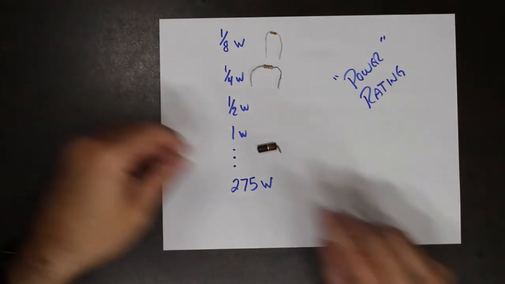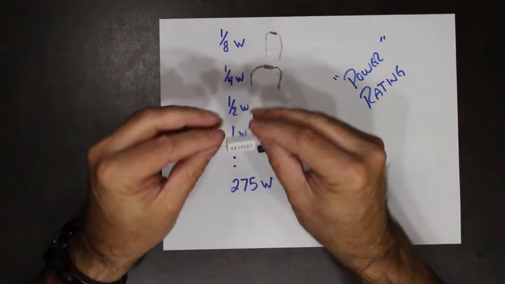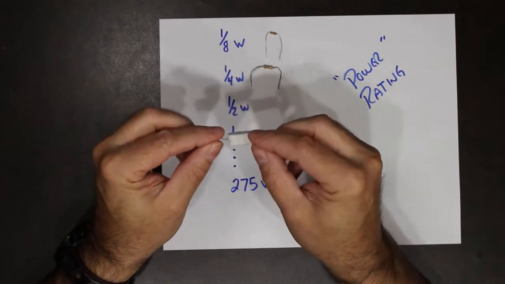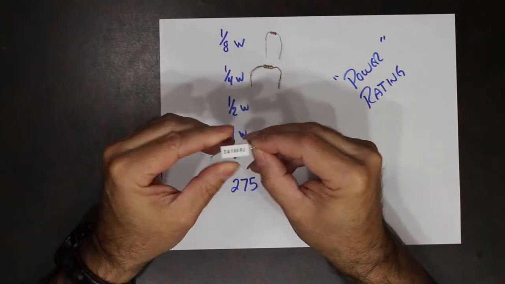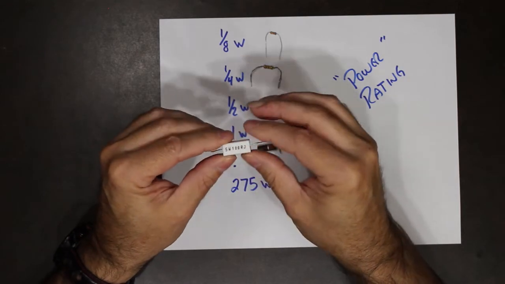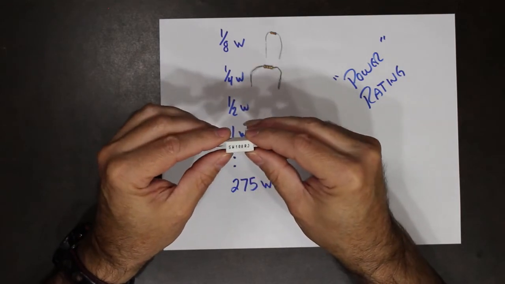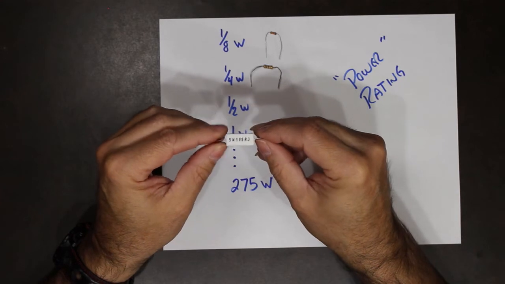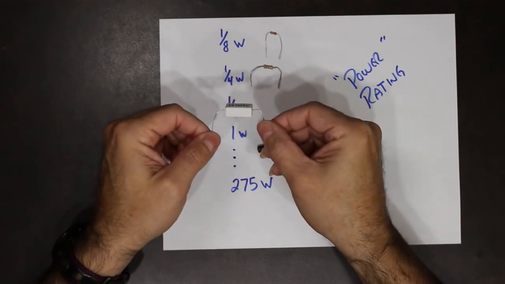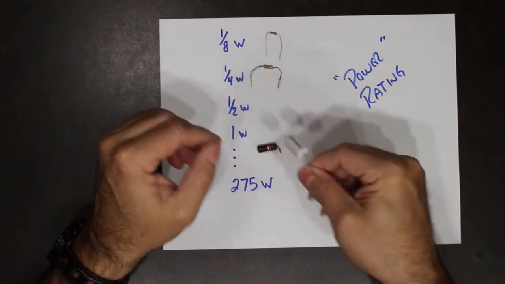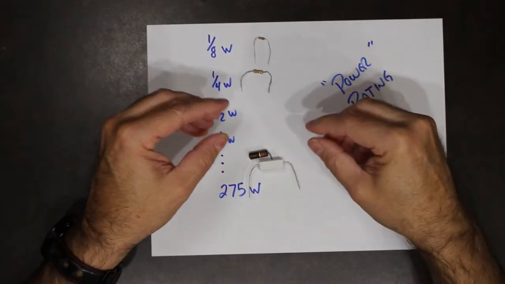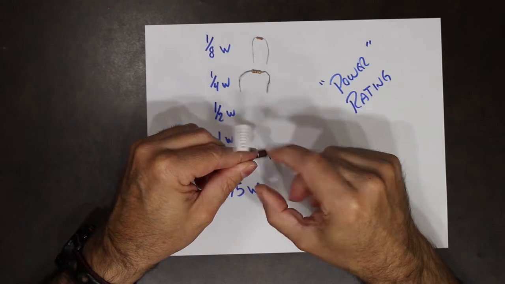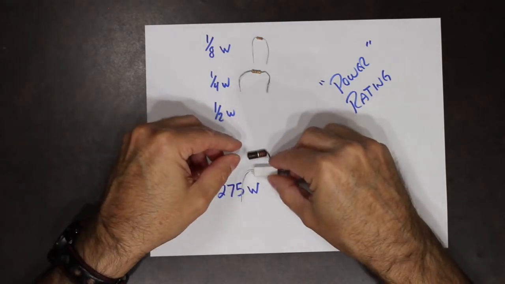We also have ones in our kit that look like this. This is what's known as a power resistor. These are a special type of resistor. They are made out of a special material to handle larger amounts of power. This one is 5 watts. So basically it's a ceramic type material.